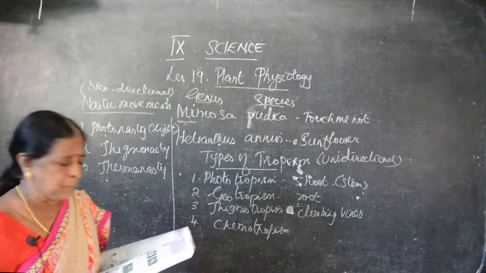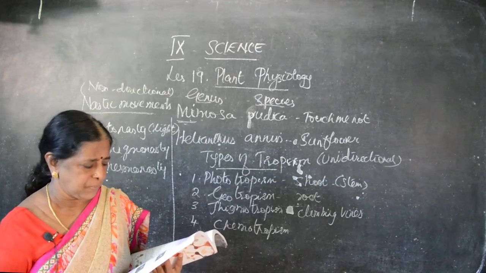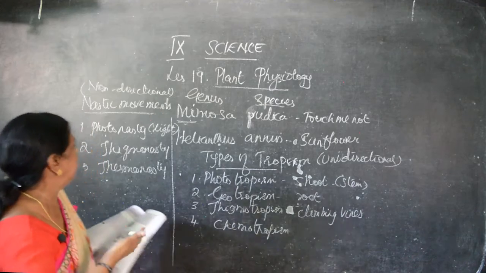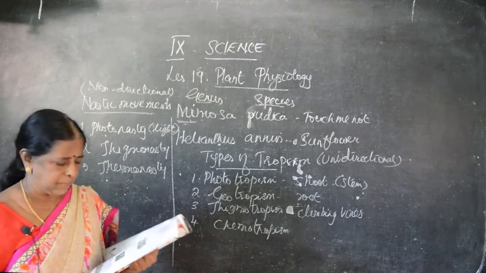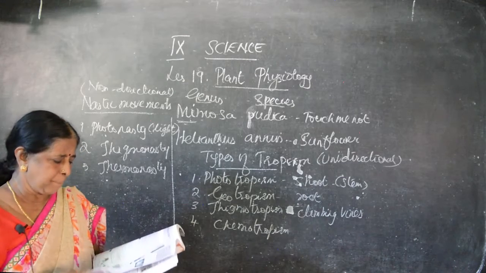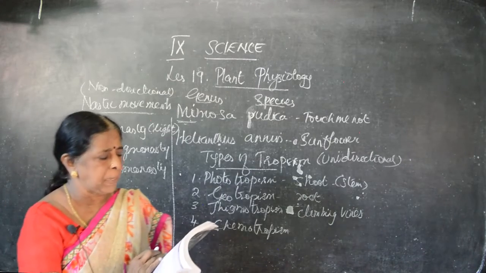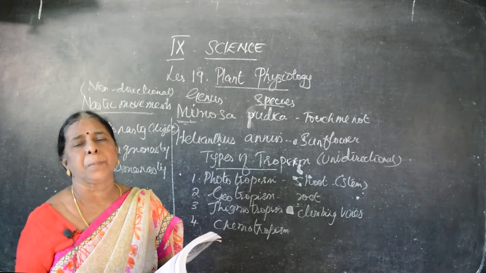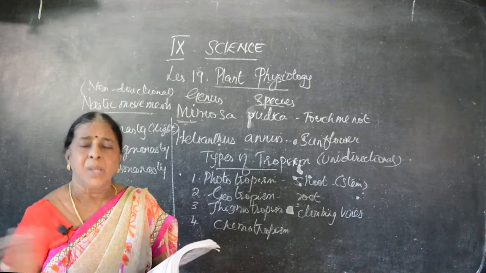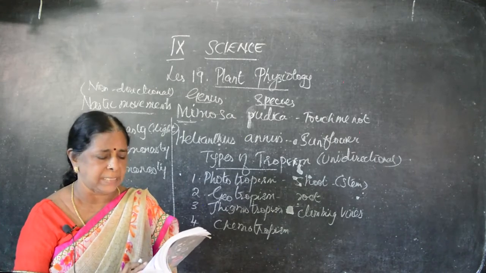Next one is thigmonasty, movement of a plant in response to touch. Because of touching they move. I said already, that is Mimosa pudica, the touch me not plant we say. And thermonasty, movement of a part of the plant associated with changes in temperature. Thermo means what? Temperature. According to temperature, they will change the movement. This is known as thermonasty.